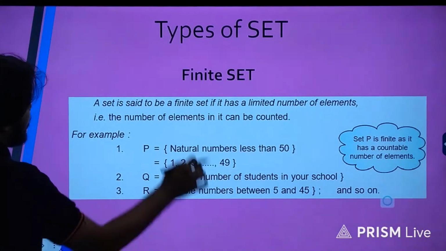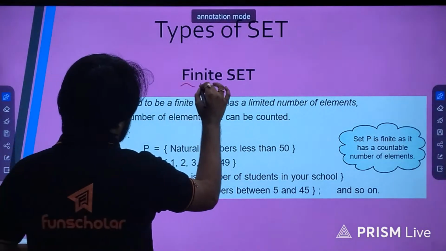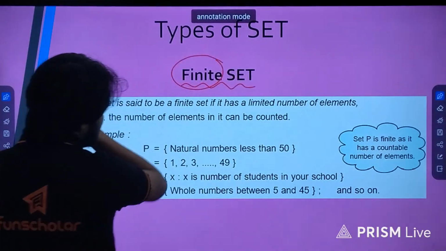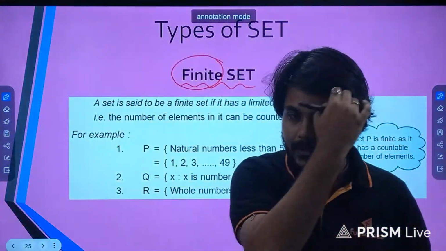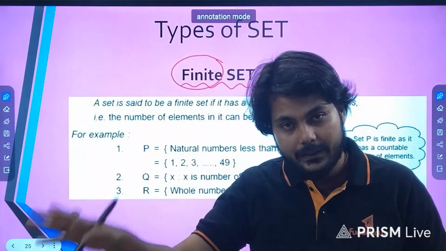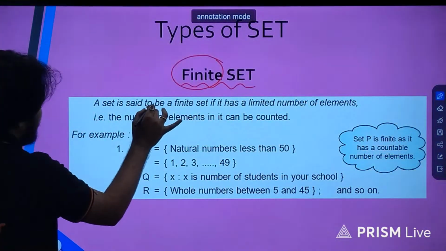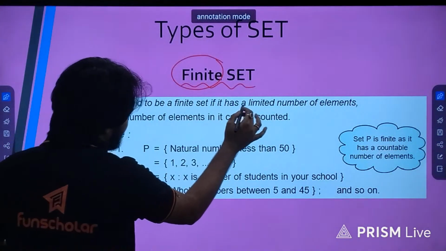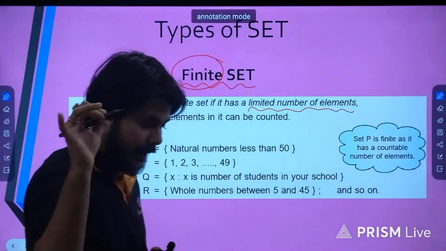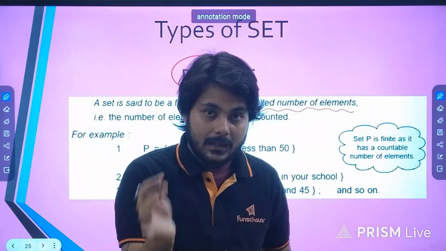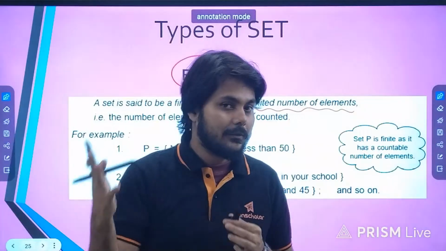Coming to the first type of set, that is finite set. What do you mean by the word finite? What is the meaning of finite? That has limitations, that has a particular limit, yes or no? A set is said to be a finite set if it has a limited number of elements. If a particular set consists of a limited number of elements, then that set will be considered a finite set.